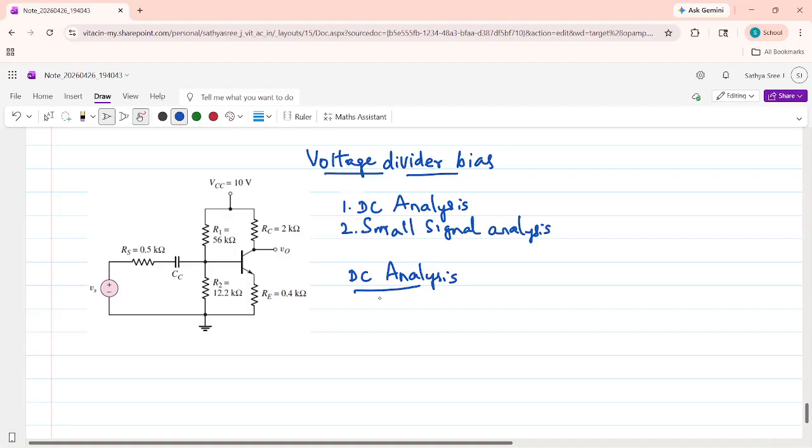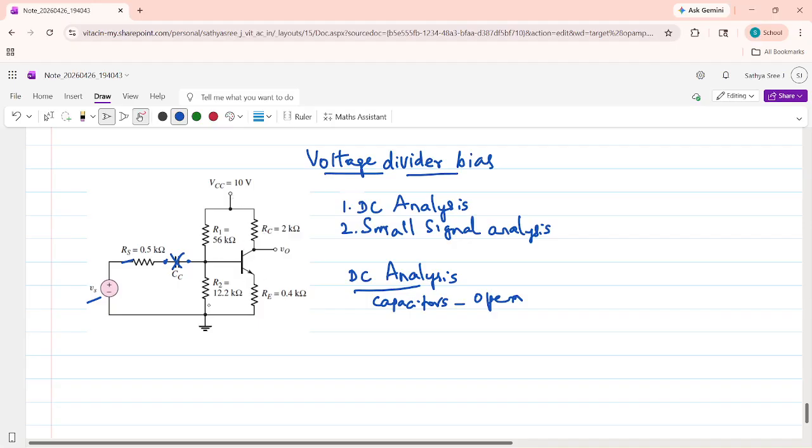For DC analysis, we know the capacitor is open. So when we open the capacitor, we have to remove CC. This capacitor is open. So what happens to VS and RS? The VS and RS get isolated from the rest of the circuit. So in the DC circuit, we have only R1, R2, this transistor, RC, RE and VCC.